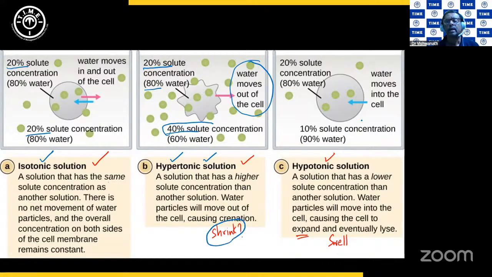Clear? Next, here what is happening? The solute is less outside. The solute is more inside. So water goes into the cell. The cell is having more concentration, so the cell will swell. Clear? So here no osmosis, the first one. Second one, water flows out, leading to a shrinkage of the cell size. And then when water moves in, right, from a hypotonic solution, the cell swells up. I hope this is clear.